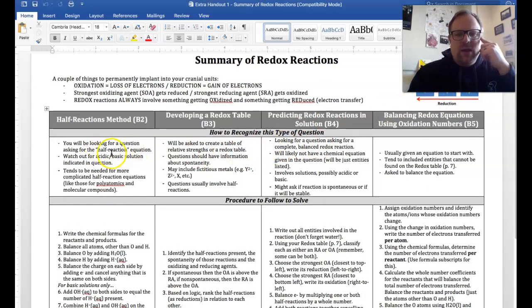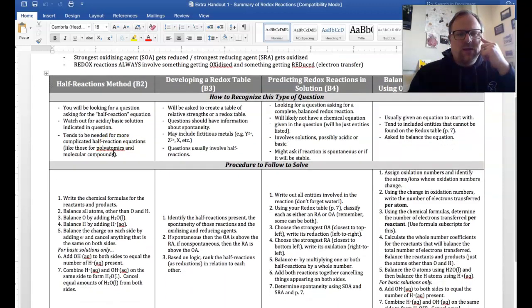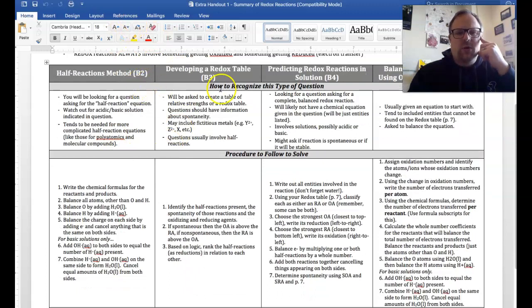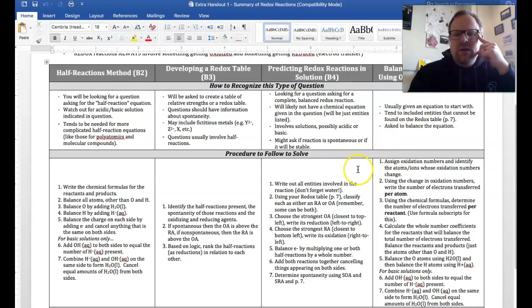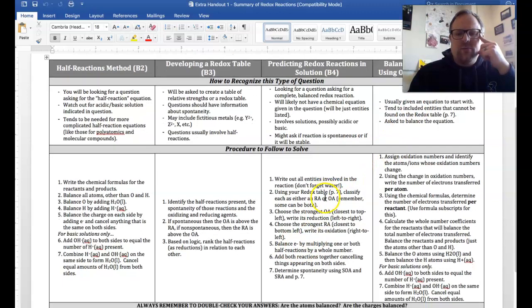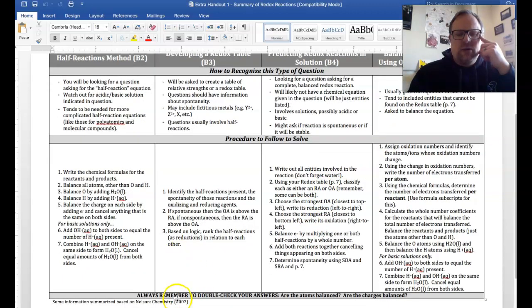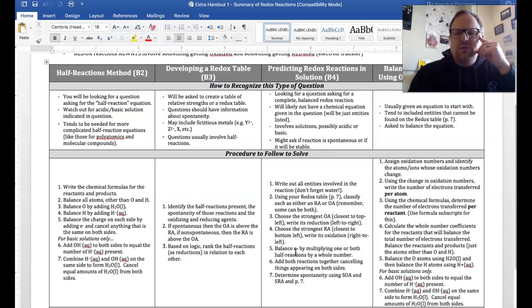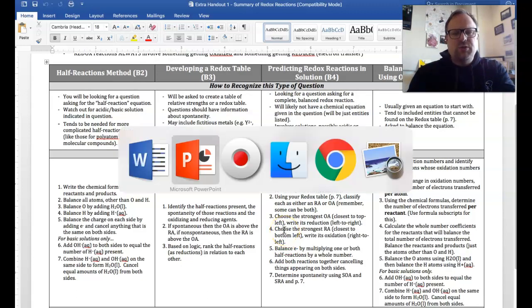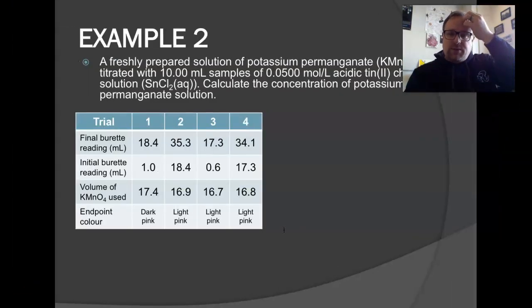Then what we have down at the bottom here are just different ways, what we've explored in B2, B3, B4, B5, and the procedures of how to do them. And just a reminder at the bottom to remember to double check your answers. Are the atoms balanced? Are the charges balanced? Those kinds of things. So use this as a bit of a summary. You could have it sitting in front of you as you're doing questions, just to remind yourself about what's going on in each question. So that's just about it.